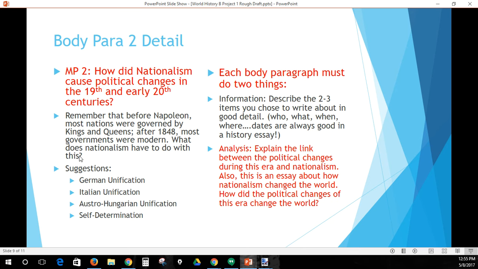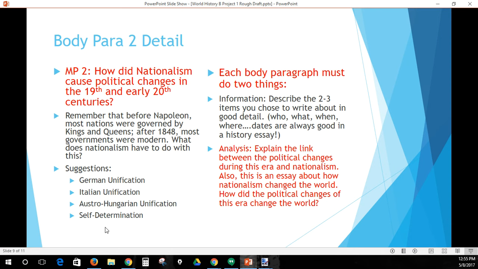Now, again, remember that before Napoleon, most nations were governed by kings and queens. After 1848, most governments were modern. What does nationalism have to do with this? Well, remember, he took over all those countries. They lost in a war against him, and then they all wanted to have a better government because obviously their government wasn't working. Some of the things that you want to talk about in this body paragraph are the German unification, the Italian unification, the Austro-Hungarian unification, and self-determination.